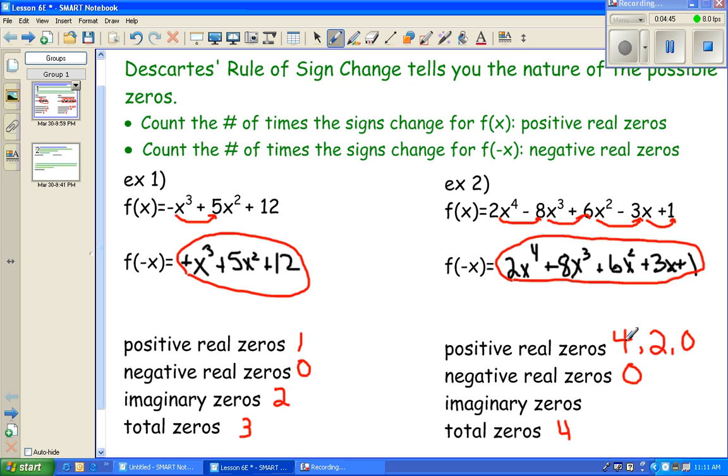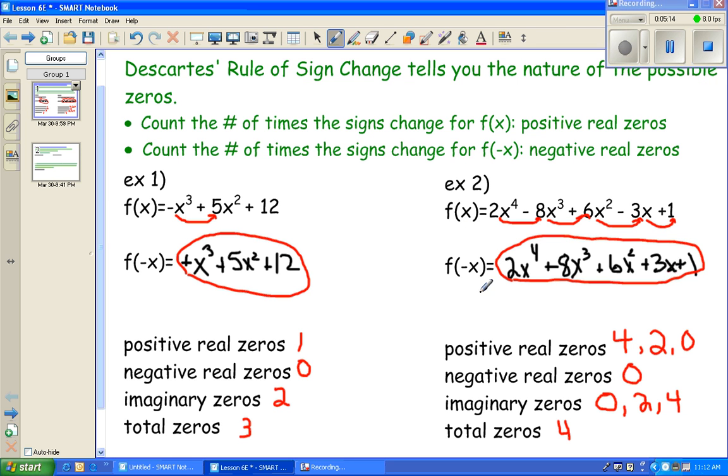So if we had 4 positive real ones, and we have 4 total, that means we wouldn't have any imaginaries. Now if we had 2 positive real ones and no negatives, then that means we would have to have 2 imaginary. And if it ended up that we didn't have any positive real ones or any negative real ones, that means we'd have to have 4 imaginary.